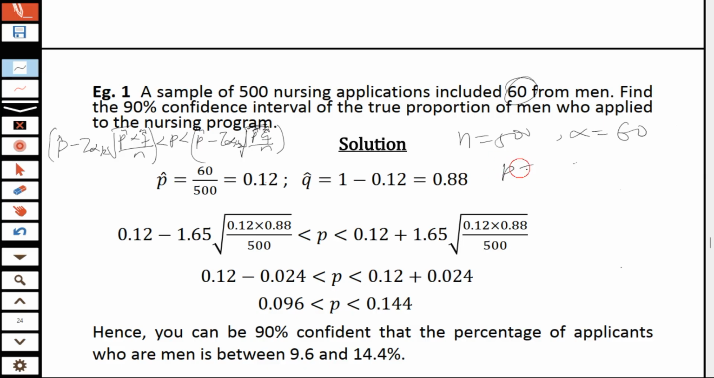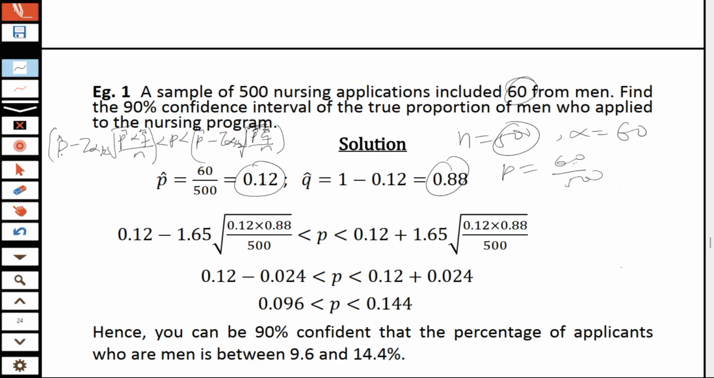So our p hat will be equal to 60 divided by 500, of which we are going to get 0.12, and our q hat will be 1 minus 0.12, which is 0.88. Right, now we have our p, we have our q, and we have our n to be what? 500. So once we have these three parameters, the work is done. And then we just learned at the top there how to construct the confidence interval.